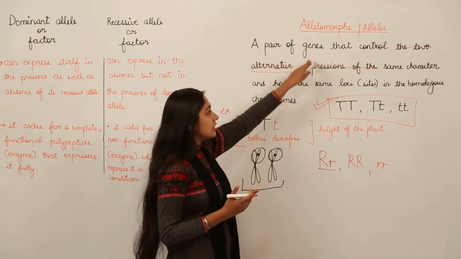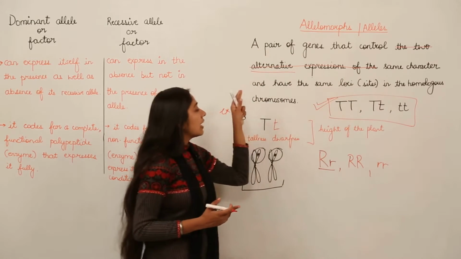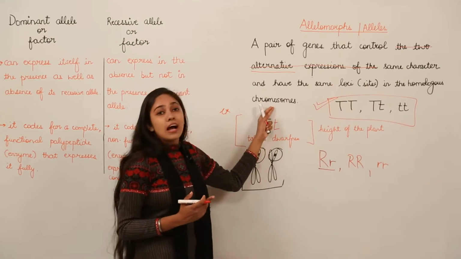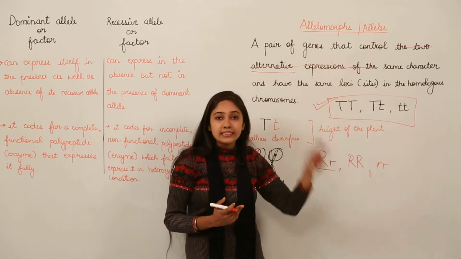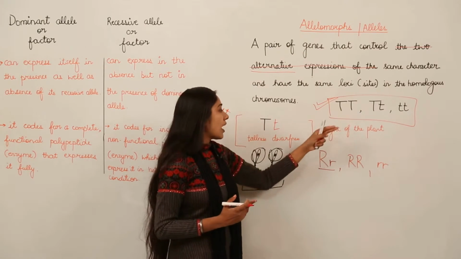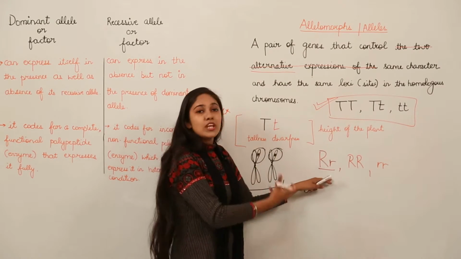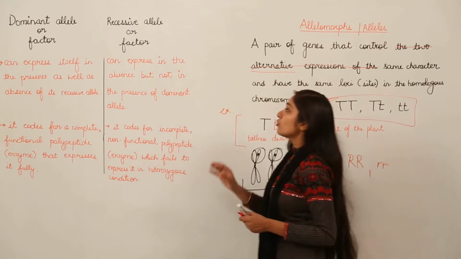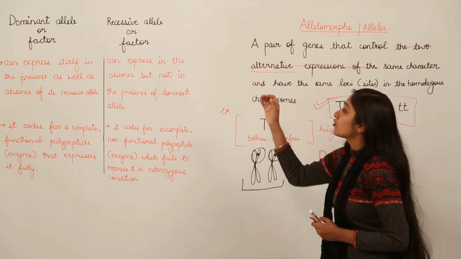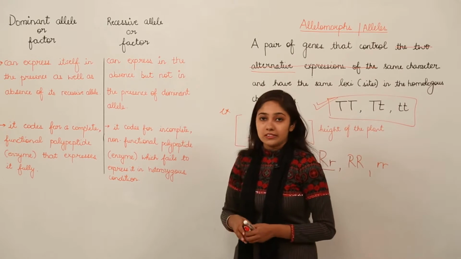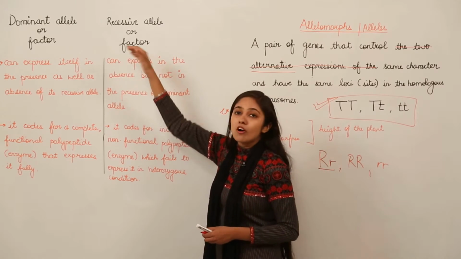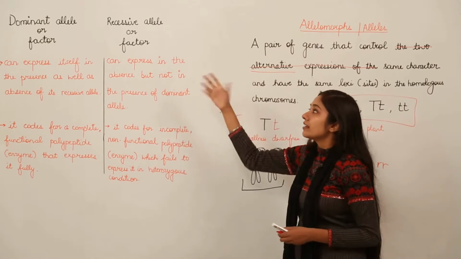A pair of genes that control same character and have the same loci or sites in the homologous chromosomes are known as allelomorphs or alleles. You can give an example of these two, height of the plant or the round shape or the wrinkled shape of the seeds by this. Okay. So next we move on to, we have two types of alleles. We have dominant alleles or recessive alleles. Mendel called these as factors. So I have also written dominant allele or factor or recessive allele or recessive factor.